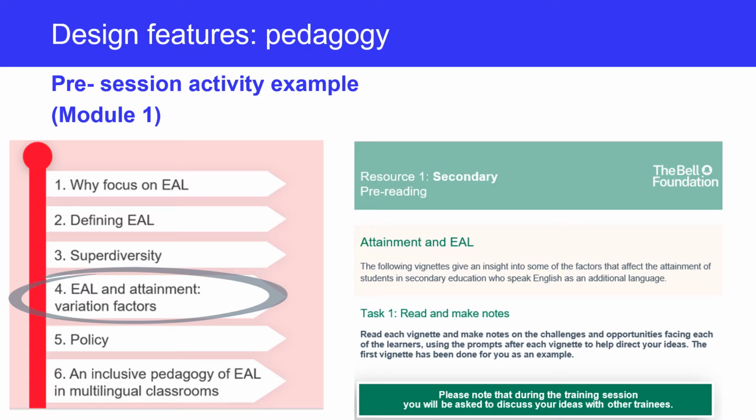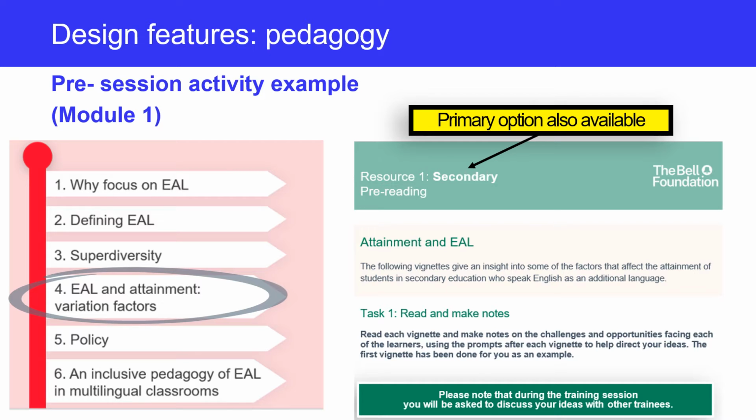But there is also an example for the first vignette and a note at the bottom in green reminding student teachers that they will be sharing their ideas with other trainees during the session. Looking at the yellow highlight, this is a secondary activity, yet a primary version is also available.